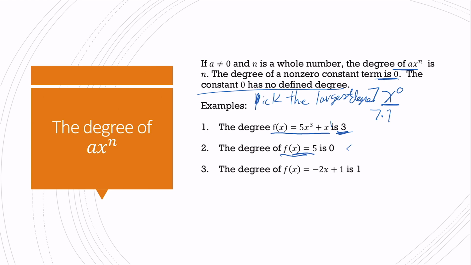Remember, this graph looks like a horizontal line. The degree of f of x equals negative 2x plus 1 is 1, because it's like there's an imaginary 1 hanging out on that variable. And degree 1 polynomials we've looked at before, all of these are linear functions, right? This one has negative slope, but it could also have positive slope, right? And still be a function.